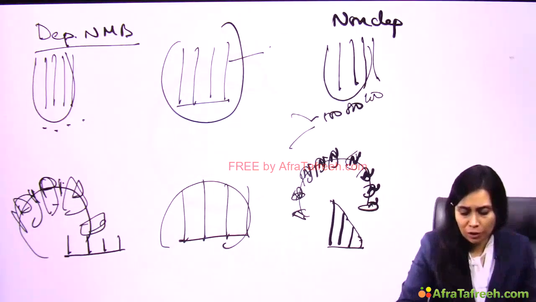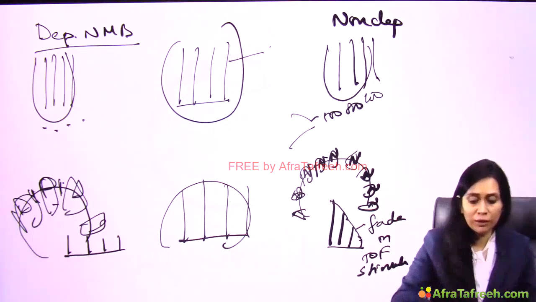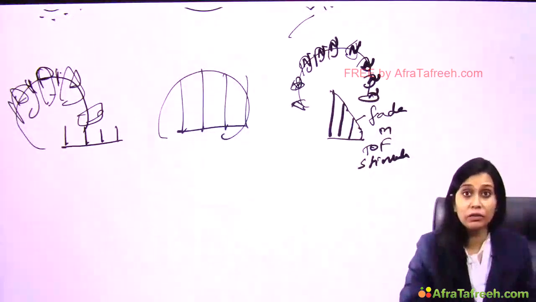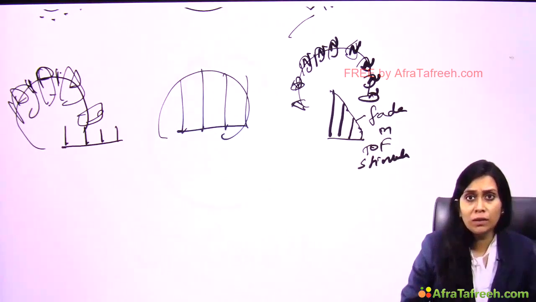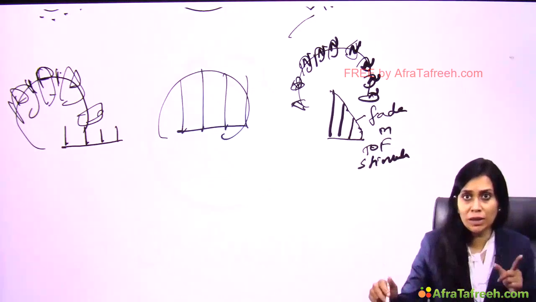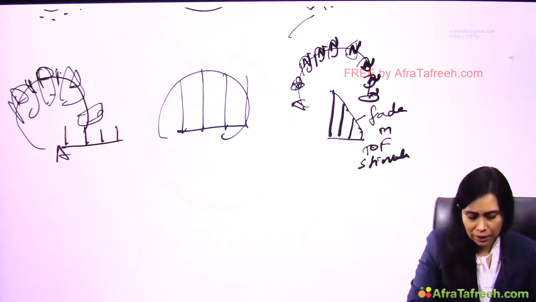Right? This is called fade on train of 4 stimulus. And this is what we call train of 4 response. So definitely fade is only seen in non-depolarizing. So train of 4 response is only seen in non-depolarizing, not in succinylcholine. Got my point? Okay.